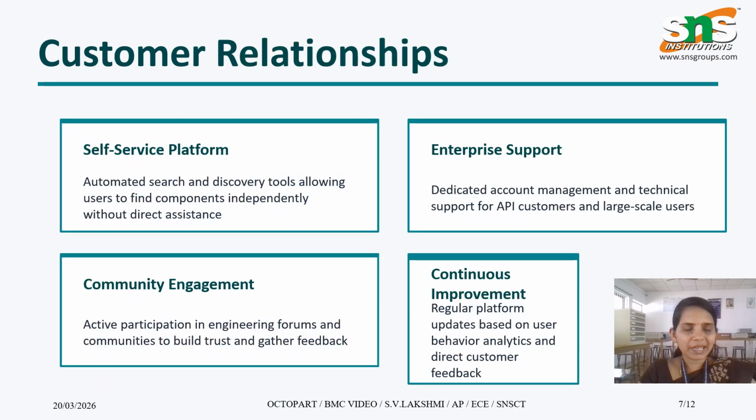The customer relationship is a self-service platform, like a search engine model which has automated search and discovery tools, allowing users to find components independently. And there is enterprise support, so dedicated account management and technical support for the API, and community engagement, that is long-term engagement via certain tools and continuous improvement.